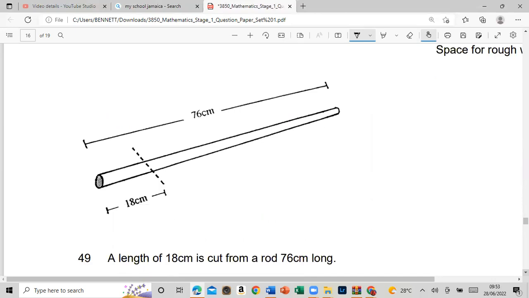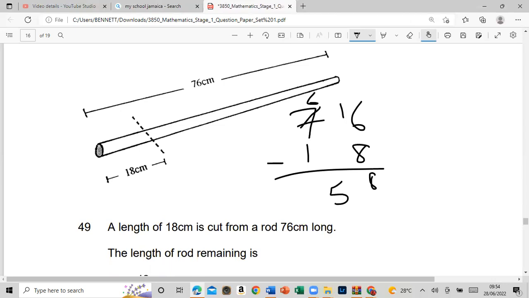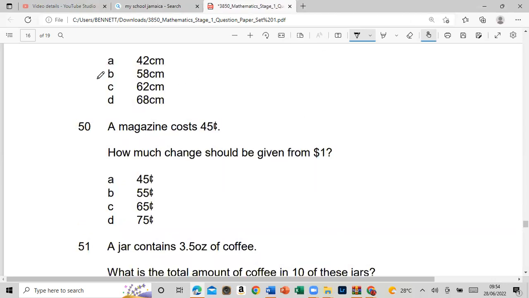A length of 8 centimeters is cut from the rod, 76 centimeters. The length of the rod remaining is, so that's 76 minus 8. So 8 from that leaves 68, and that leaves 58 centimeters.